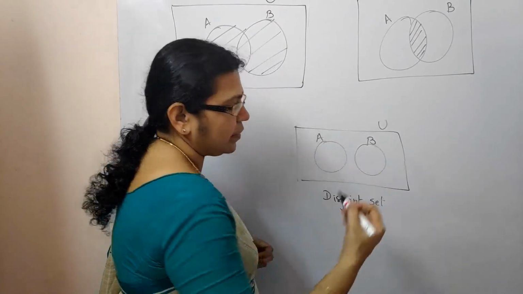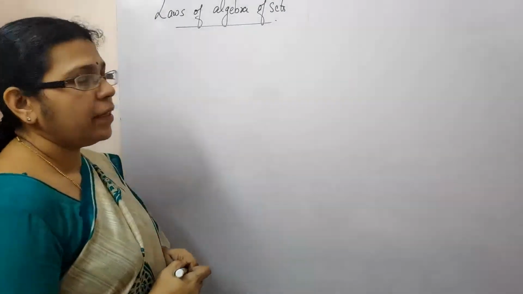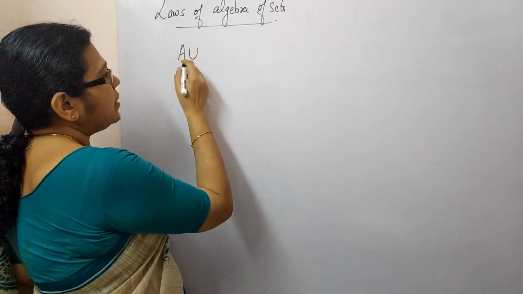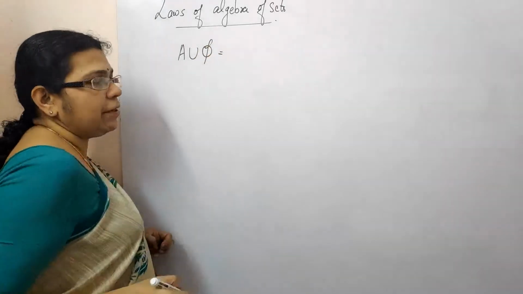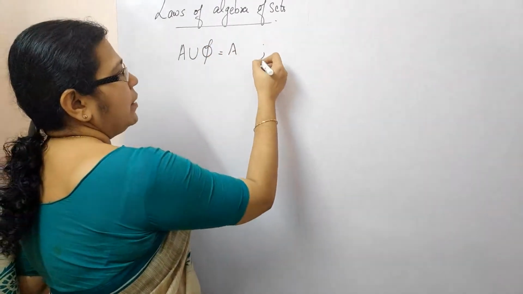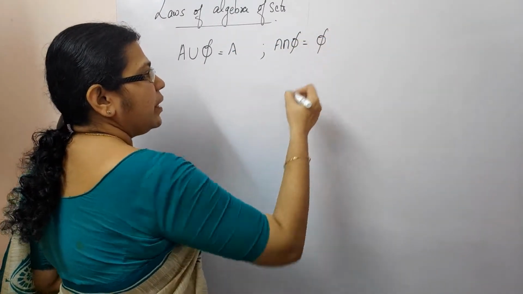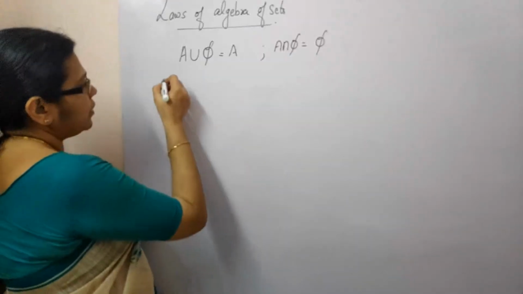Disjoint set. Okay. Now let's see the algebra for sets, the laws of algebra of sets. The first one is, if A is a set, then A union phi. What is A union phi? A union null set is equal to A. Now, A intersection null set will be equal to what is common in A and null set? That is null set. So, this is the first law.